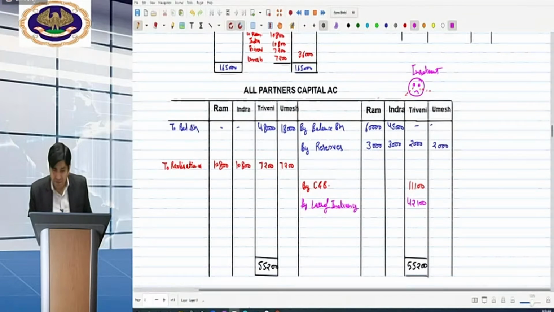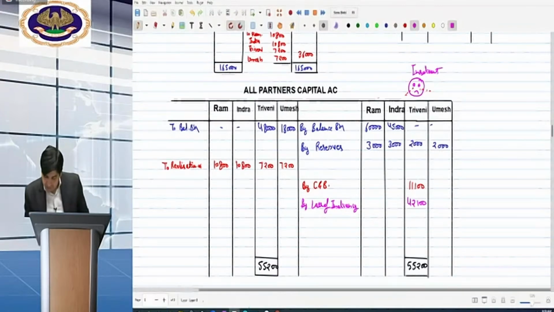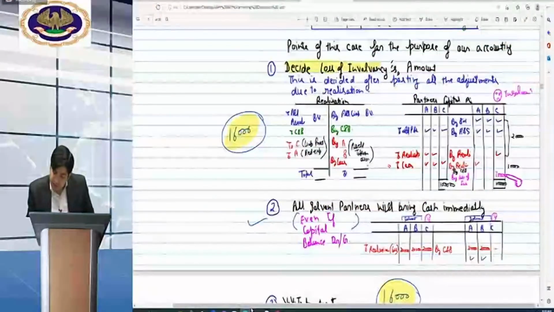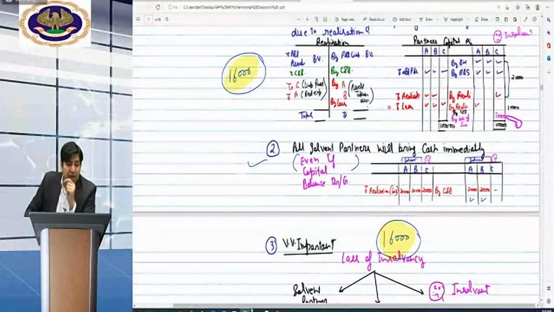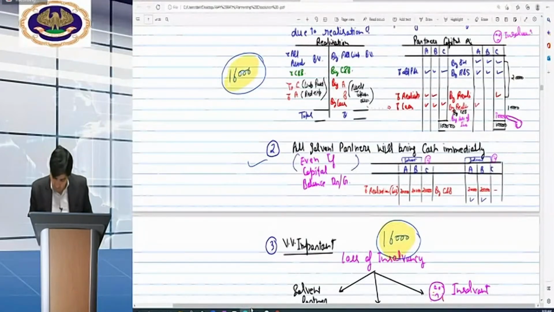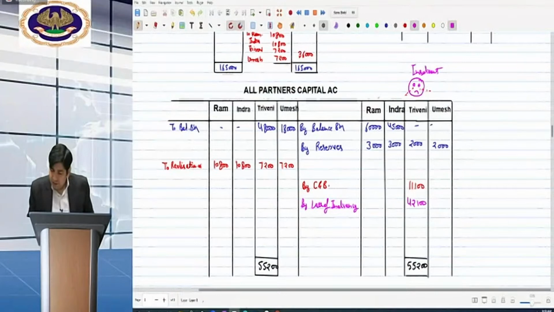Step number 1. First, we have to decide the loss of insolvency, and we have decided. Now, the second point is that all the solvent partners, who are having any balance but are solvent, will bring the cash immediately. Now, beta, do the step. All the solvent partners, beta, who are solvent? Beta ji, who are solvent? Sir, Ram, Indra, and Umesh.